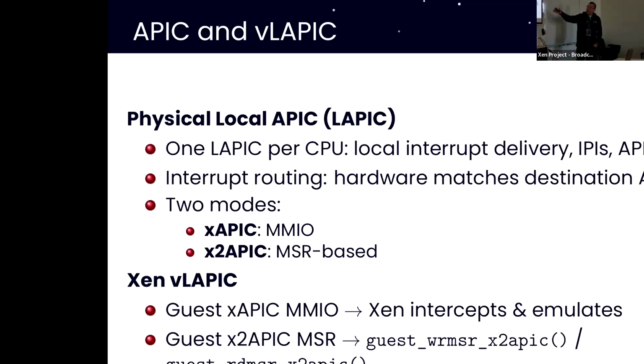And then in Xen, in order to give the guest a representation of this APIC, there's the vLAPIC, which is the virtualized APIC. And this one is already fine, because it supports both guest xAPIC mode and x2APIC mode. So we are good on this front.